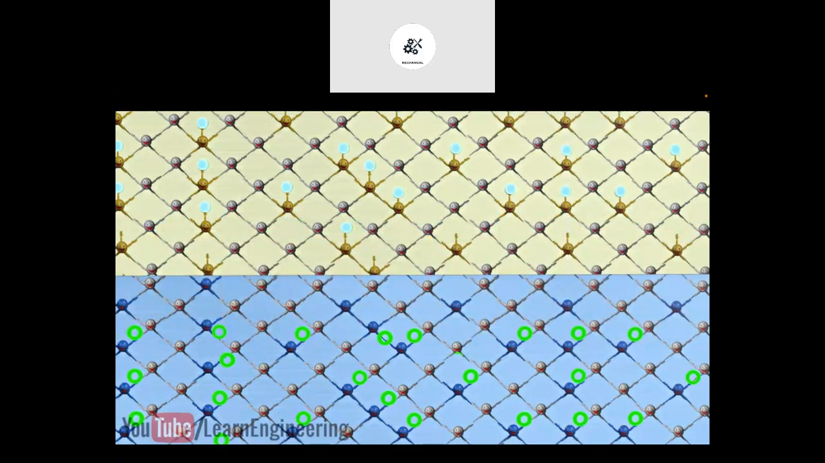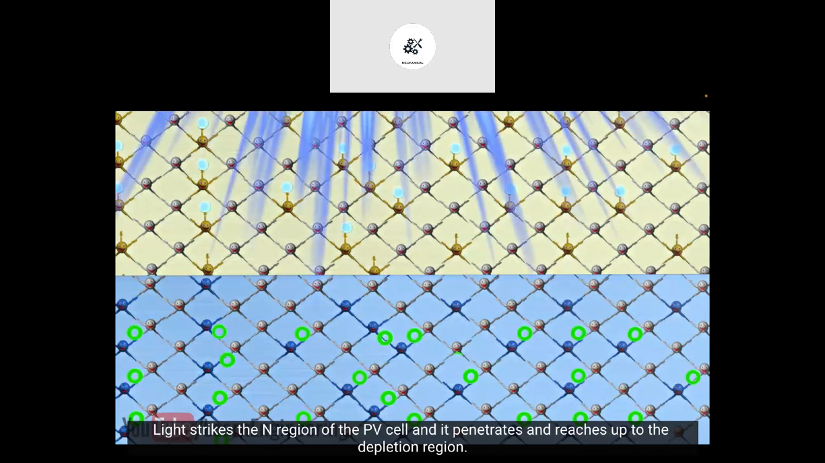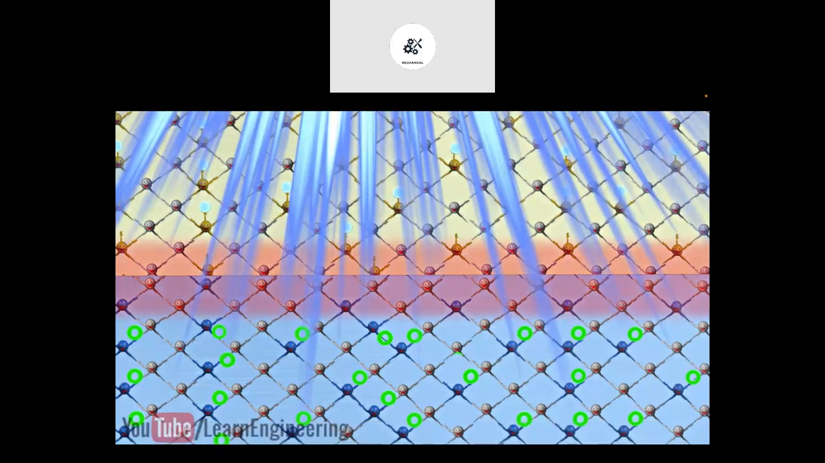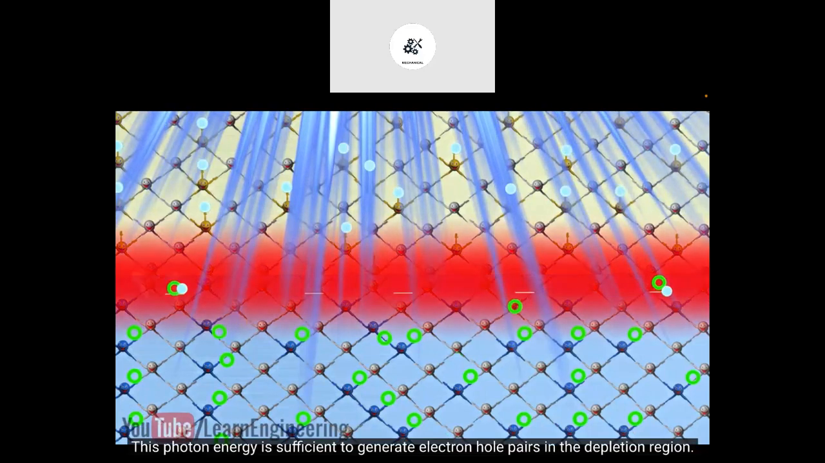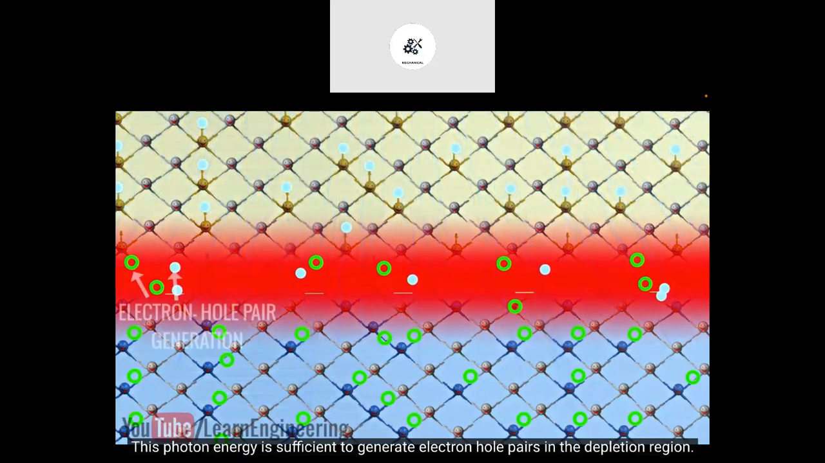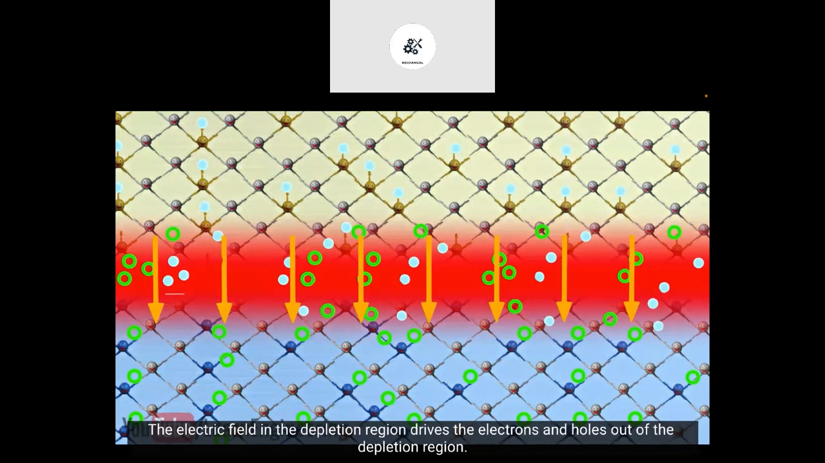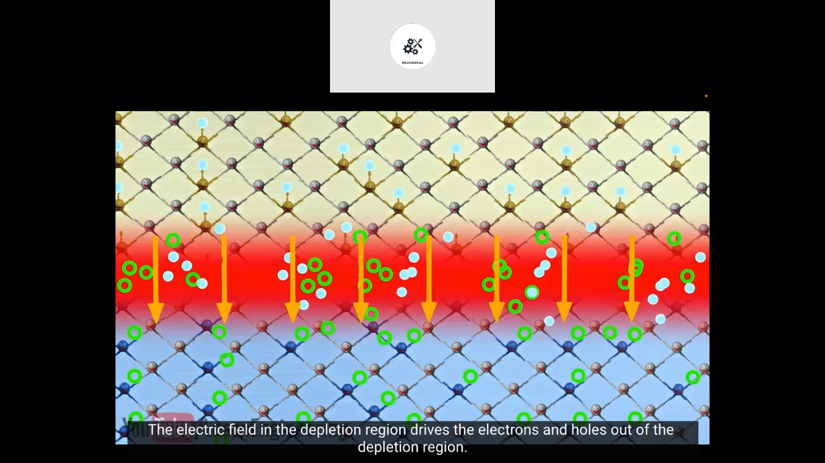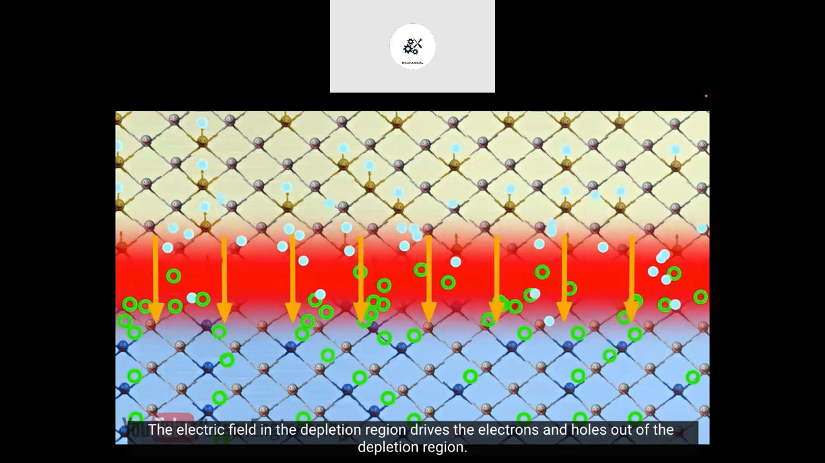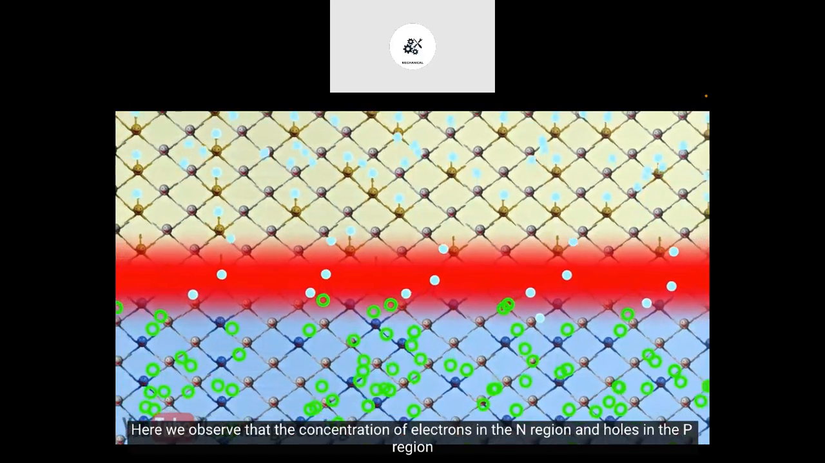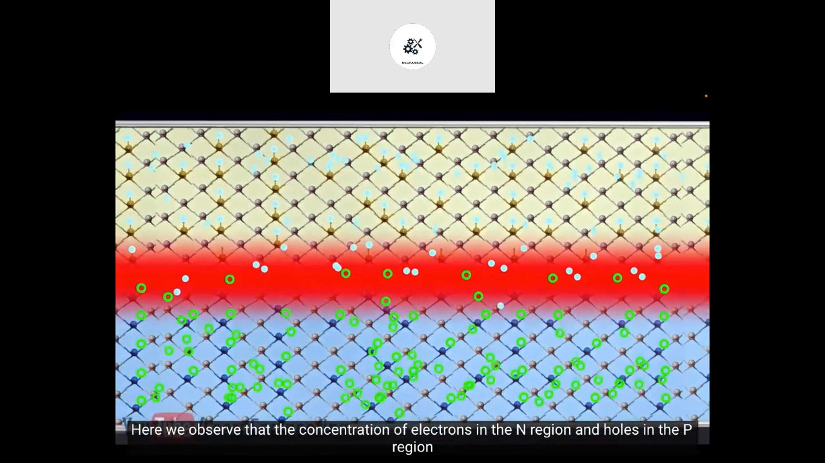Let's see it in detail. When the light strikes the p-n junction, something very interesting happens. Light strikes the N region of the PV cell, and it penetrates and reaches up to the depletion region. This photon energy is sufficient to generate electron-hole pairs in the depletion region. The electric field in the depletion region drives the electrons and holes out of the depletion region.